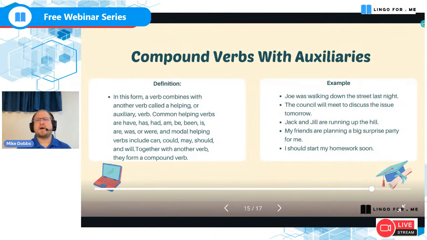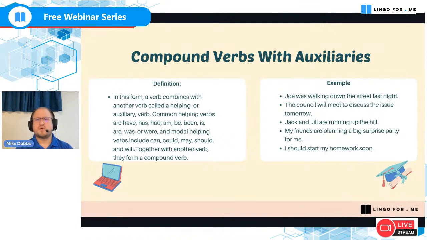Now we'll talk about compound verbs with auxiliaries. In this form, a verb combines with another verb called a helping or an auxiliary verb. The common helping verbs we'll talk about are have, has, had, am, be, been, is, are, was, were, and modal helping verbs that can include can, could, may, should, and will. And together those verbs form a compound verb.